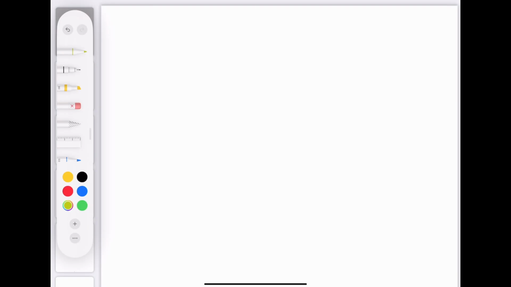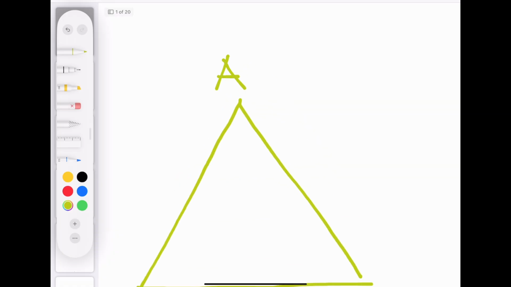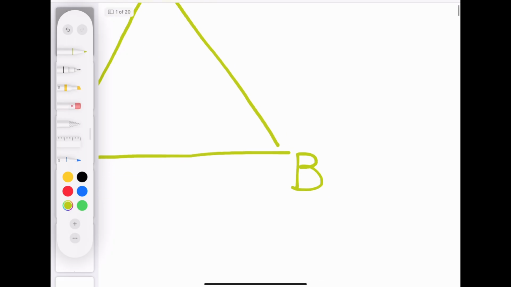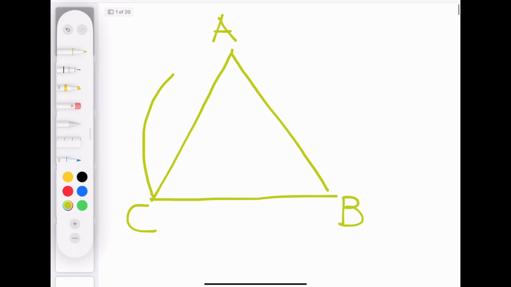So today we're actually going to be doing a geometry fact together. And actually this fact only involves 4 points. And so we start with an equilateral triangle ABC. Right, and we're going to draw the circle that goes through points A, B, and C.